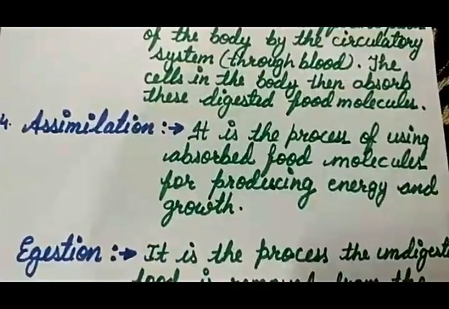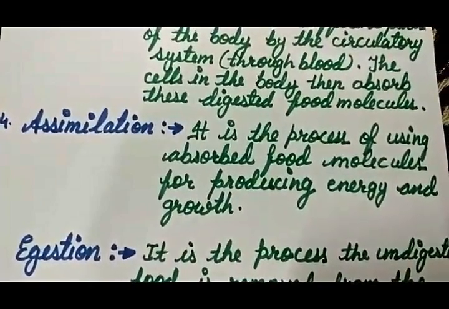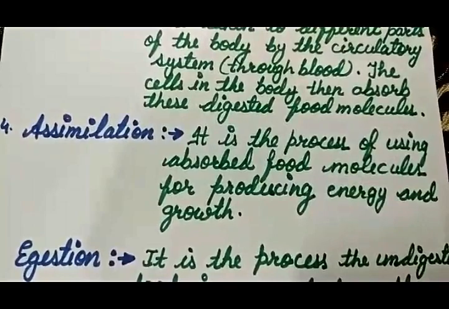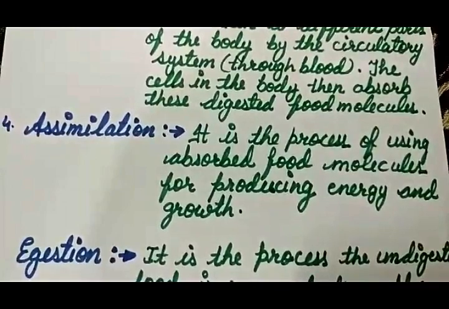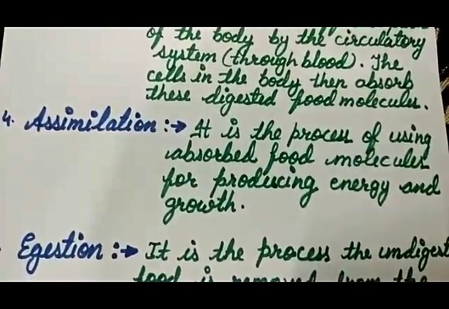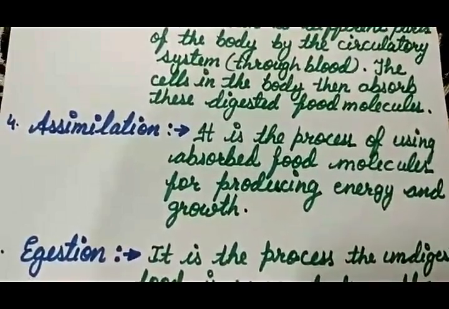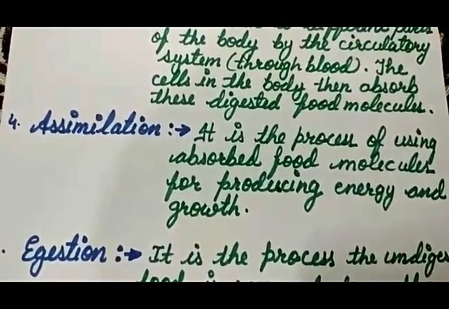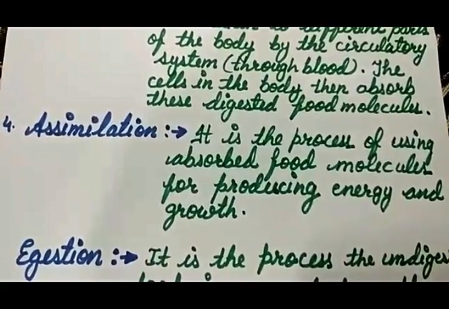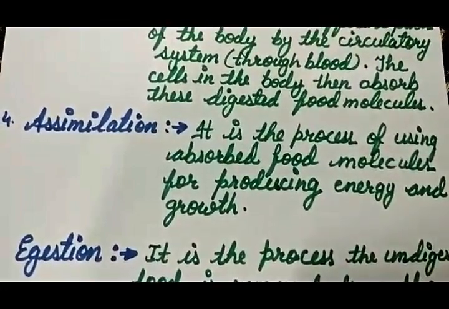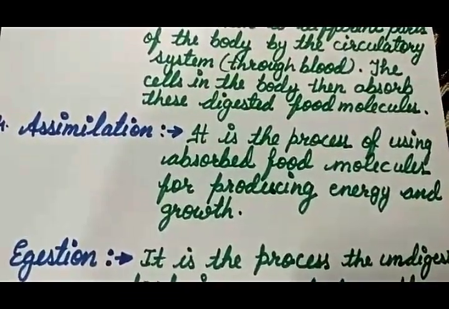Now why is absorption necessary, and after absorption, what should happen? After absorption, if the body parts have absorbed the food, they should utilize that food also, meaning the energy which we are getting by the different processes we are utilizing. So assimilation is the process of using absorbed food molecules for producing energy and for our body growth. It is the main purpose of nutrition.